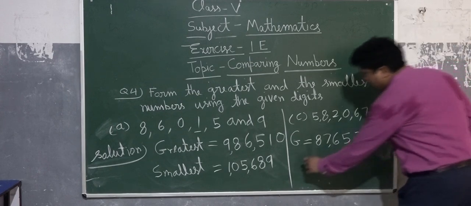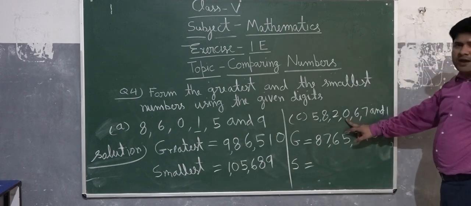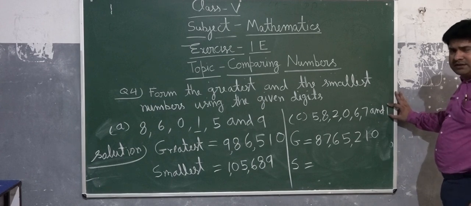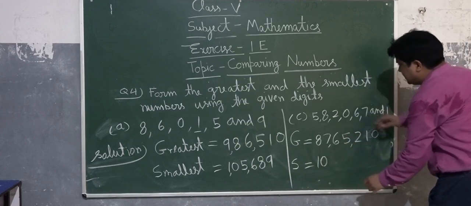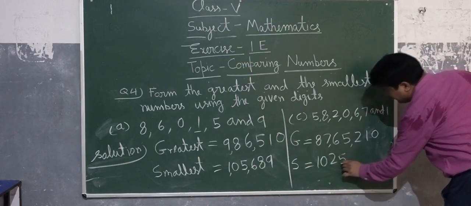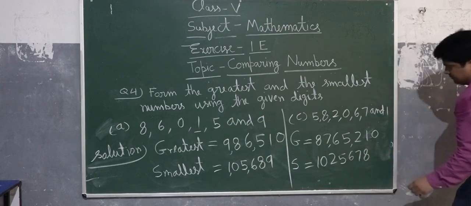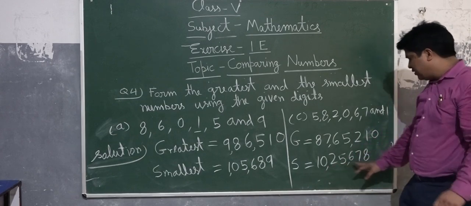87,65,210. Now smallest. Again, this one is smaller, but we cannot write it first. We will write the second smallest number. The second smallest number is 1. Then after it 0. Then 2. Then 5, 6, 7, 8. That number is 10,25,678.